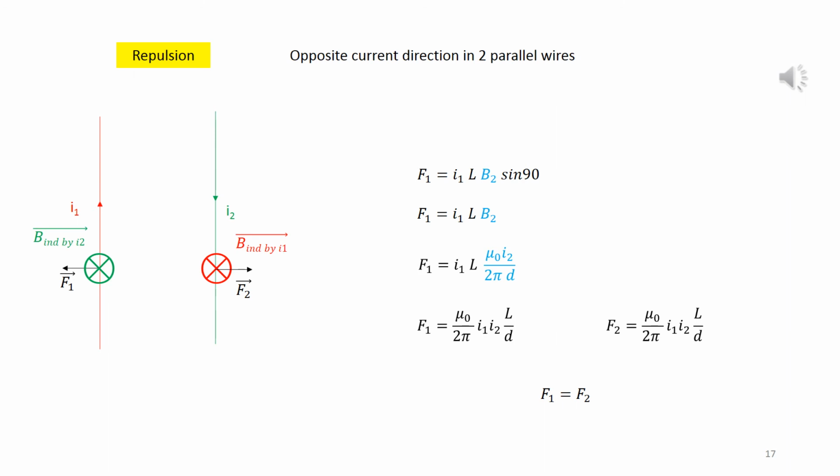Again, put a pause and please think about the direction of the force on your own. Never rely on what I am saying. Please always check the answer and try to solve the problem on your own. Again, if you find the force in magnitude, you will find the same F = mu 0 over 2 pi times I1 I2 L over D.